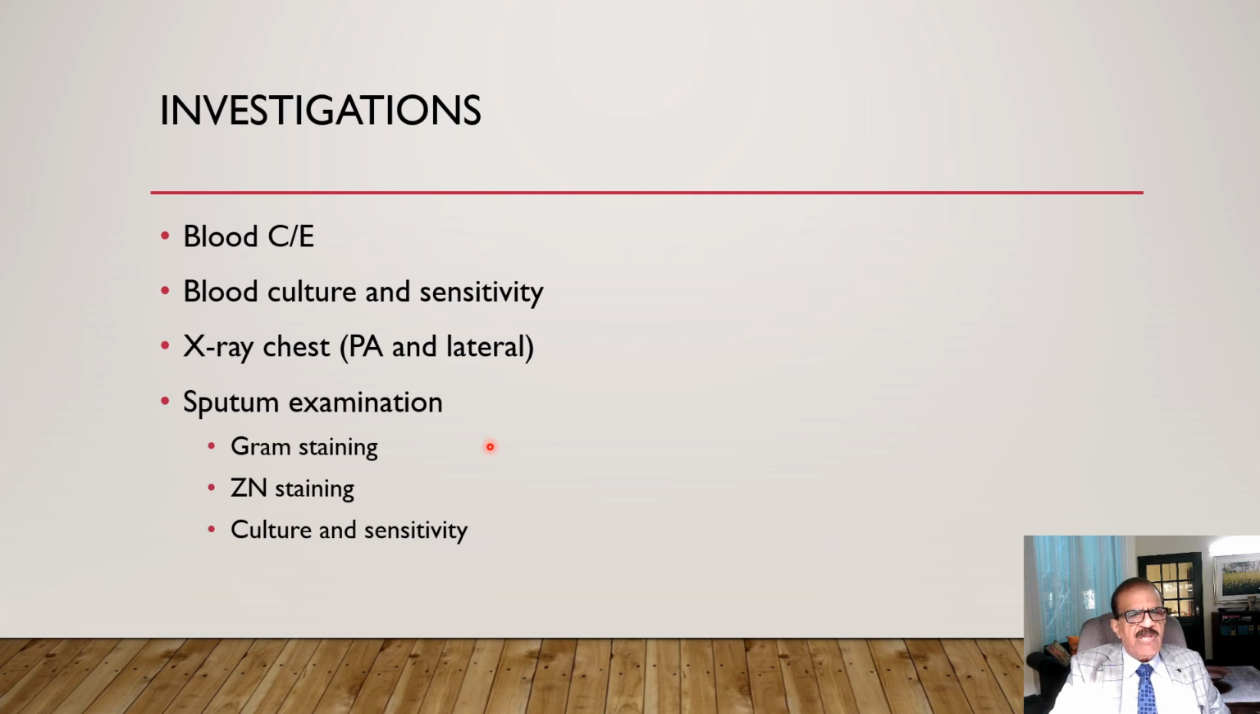Then sputum test. As I said, initially patient may not be expectorating. Only third, fourth day patients start expectorating. Sometimes patient comes late, so if patient is having productive cough, you must avail this opportunity to collect the sputum sample, and send it for gram staining. Gram staining will tell you what type of organism, gram positive or gram negative organism are present. Then Zn staining will tell you if this is mycobacterium, and culture sensitivity will tell you the exact antibiotic to which patient would respond.